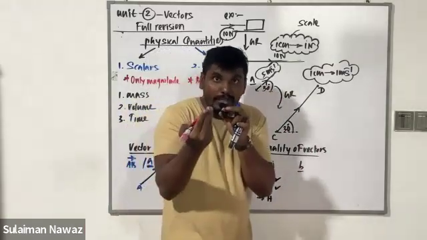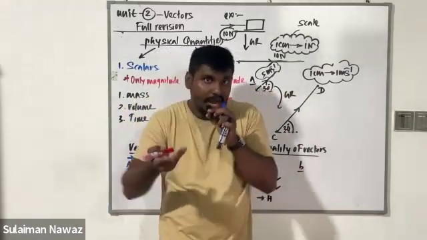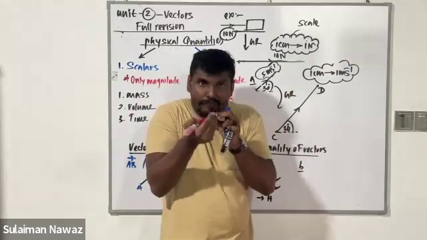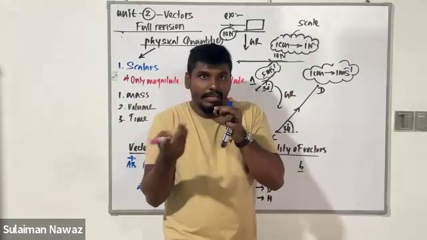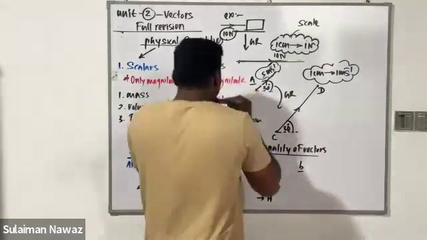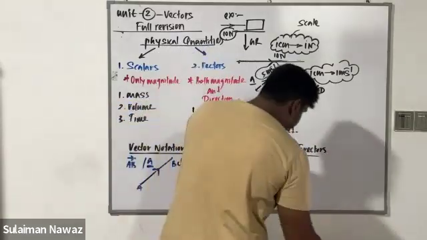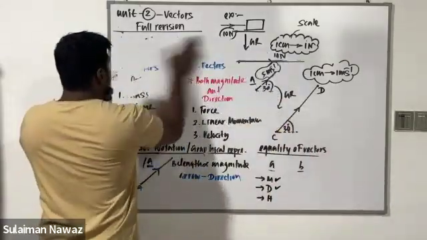How can 5 Newton force be equal to 5 m s^-1? Can you write down 5 Newton force equals 5 m s^-1? We can't write that, right? Even then, let's say now there are two vectors. Okay, there are two vectors.